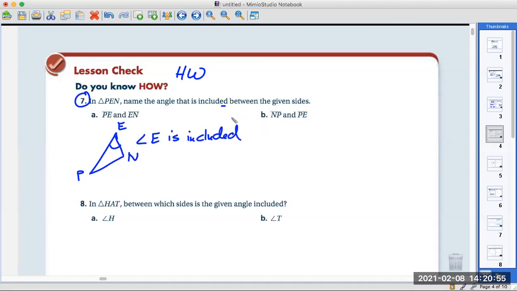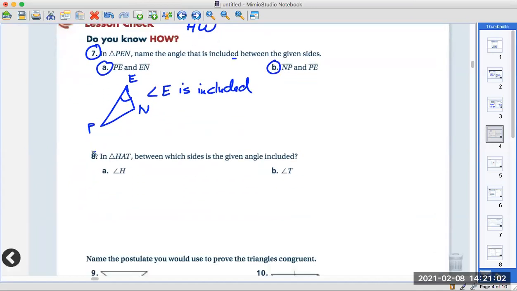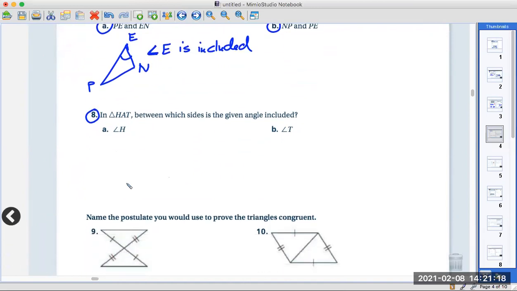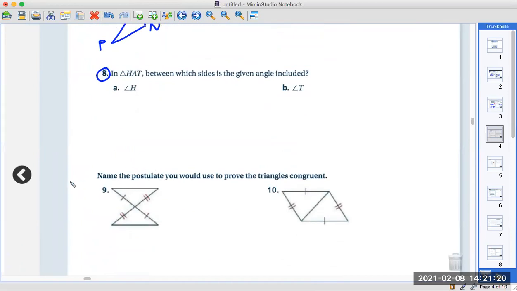And so on and so forth. You do 7A, 7B, you try that yourself. And then in number 8, again, draw out your triangle, label it HAT, and see where these angles are located, between which sides. Remember, we name sides with 2 letters, we name angles with 1 letter, putting the angle symbol in front. And then number 9, you name the postulate. It's either SSS or SAS. Those are the ones we learned so far.